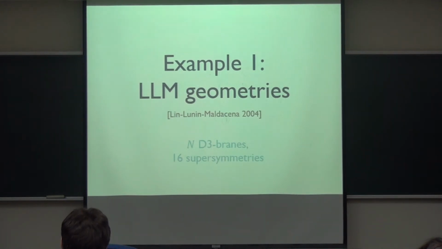Okay, so as some examples of such microstate geometries, I want to present some geometries. First one is the LLM geometries, Lin-Lunin-Maldacena geometries from Superstrata 4. And this is one of the first examples of microstate geometry. This is not the very first, but this is one of the first ones. And these are the microstate geometries for the system of D3 branes, and you preserve 16 supersymmetries out of 32.